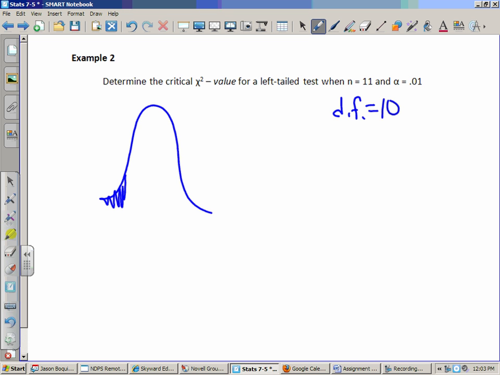So I want to figure it's a left tail, right? So how much is in there? Only 1%, right? Which means how much is over here then? 99%. Okay. So what value am I going to actually have to look up in this table? Yeah, 0.99, right? Because it says to the right. That's how this one works.